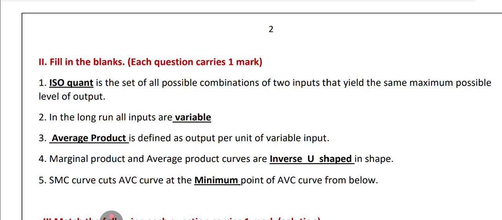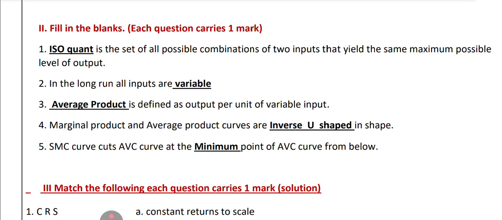Okay, students. Next, fill in the blanks. Isoquant is the set of all possible combinations of two inputs that yield the same maximum possible level of output. Isoquants are the equal product curves, according to Ragnar Frisch. If any one input is used more and the other less, with sacrifices, then finally the same level of output is obtained.